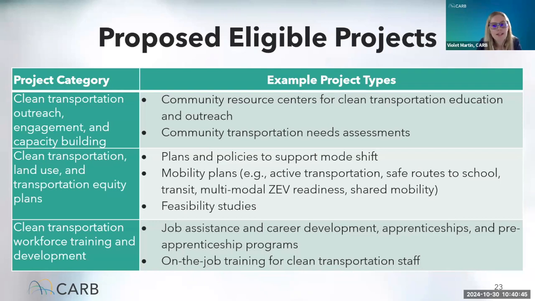The last detail I want to mention here is that an applicant can request up to $500,000 and include multiple project categories or types in their application. So it could be a couple of things that you're trying to move forward within your community. It doesn't have to be just a transportation needs assessment or a feasibility study.